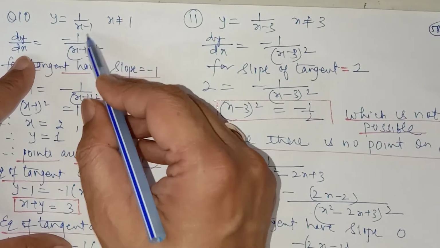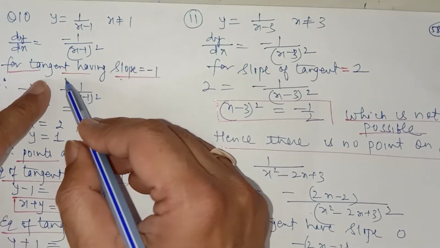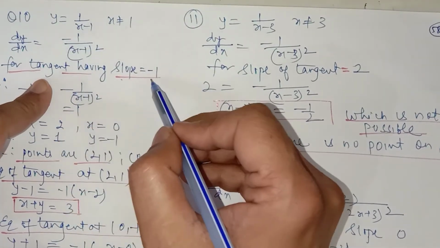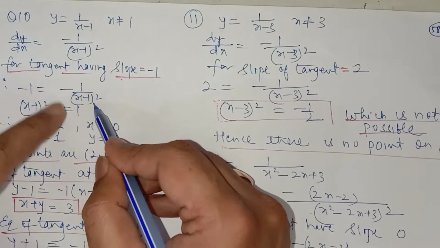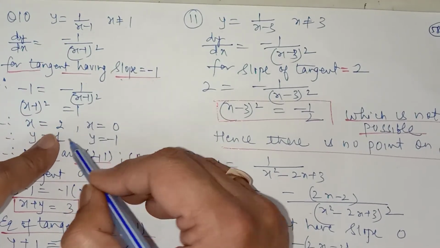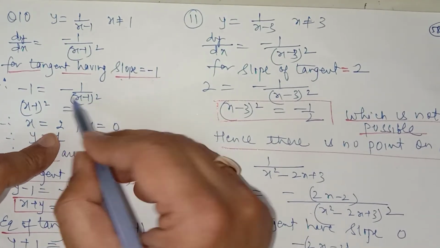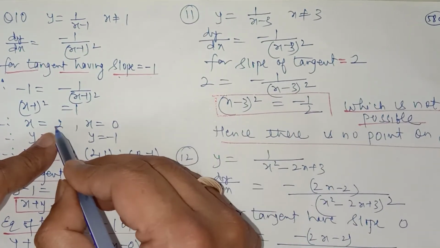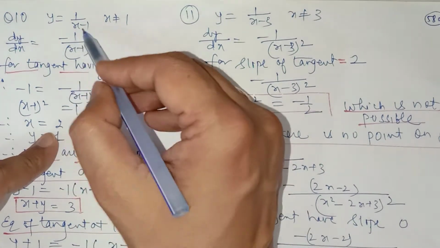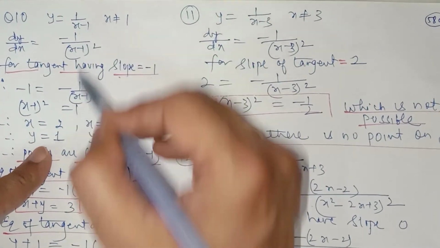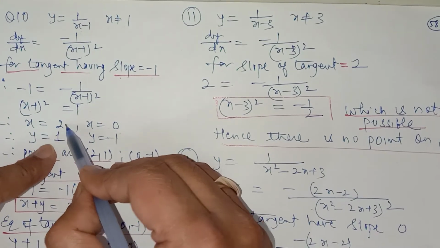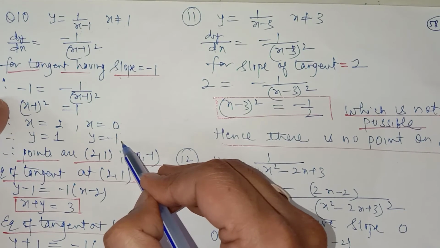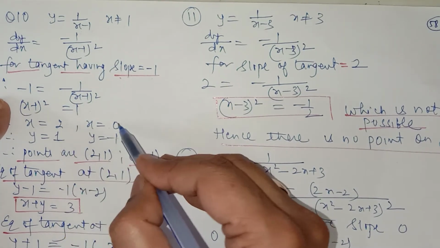So we get minus 1 upon (x minus 1) whole square for the tangent having the slope minus 1. Because the slope of the tangent is given as minus 1, put it equal to minus 1, and you'll get the x coordinate, which is equal to 2 and 0. Simplify this equation, you will get the value of x as 2 and 0. When you replace these x coordinates in the original equation, you will get the y coordinate. When x is 2, y is 1. When x is 0, y is minus 1. So the points are (2, 1) and (0, minus 1).